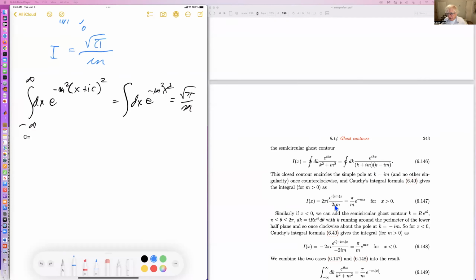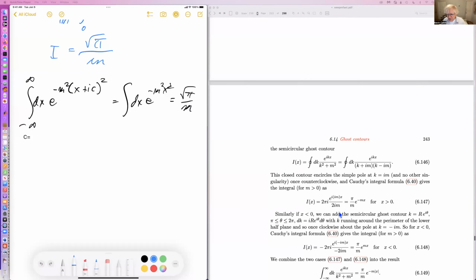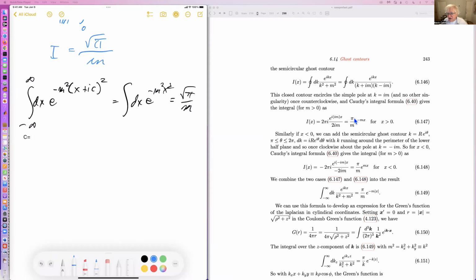So the integrand evaluated at im is, first of all, the denominator, you get im plus im, 2im. And then e to the i kx is then e to the i i m x. So that's pi, canceling, get pi over m e to the minus mx for positive x.